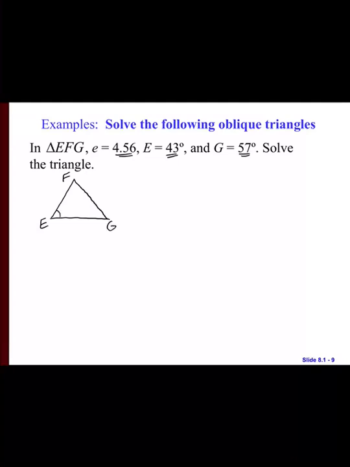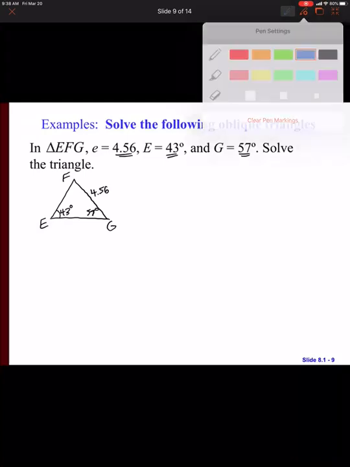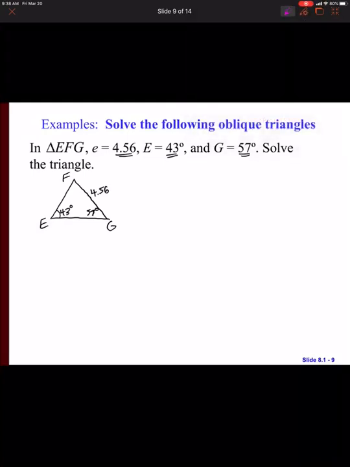But angle E right here is a 43-degree angle, and angle G is a 57-degree angle. Alright, now side e, which is the side opposite angle E, is 4.56 units in length. So what are we missing? So let's go ahead and look at a different color here. We need to find angle F, and we need to find side f and side g to solve it. So those are the 3 parts that are missing.